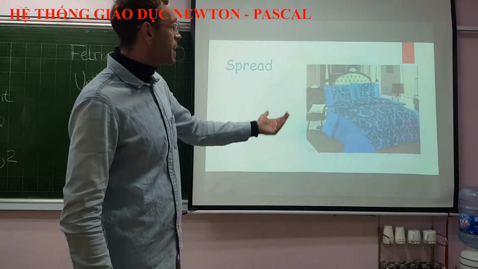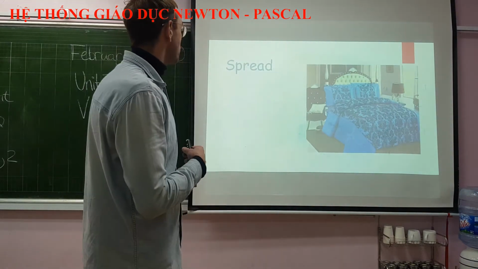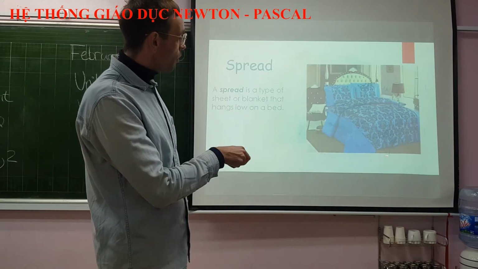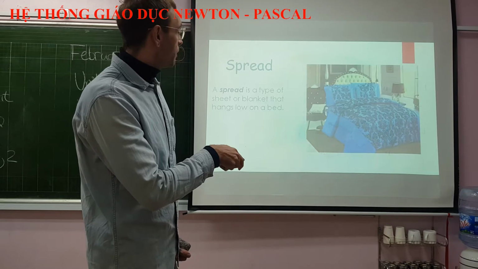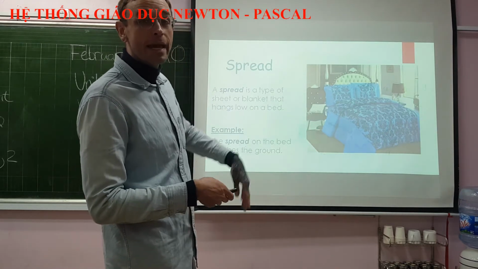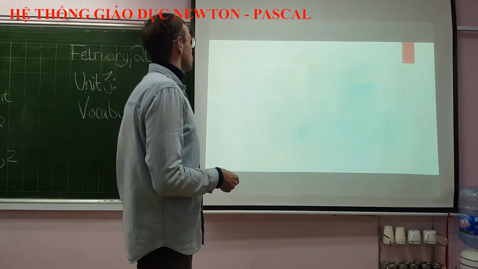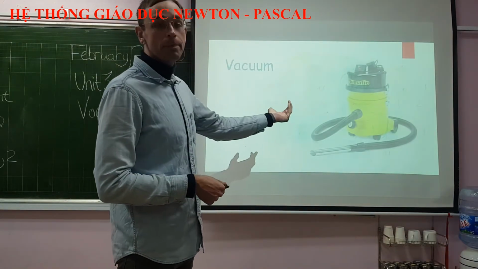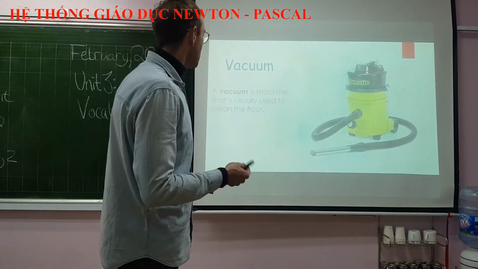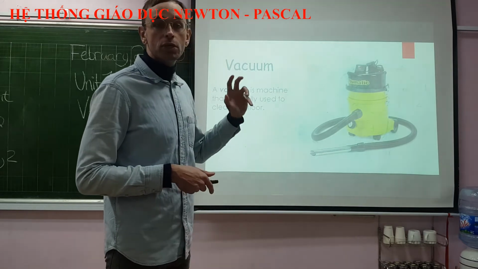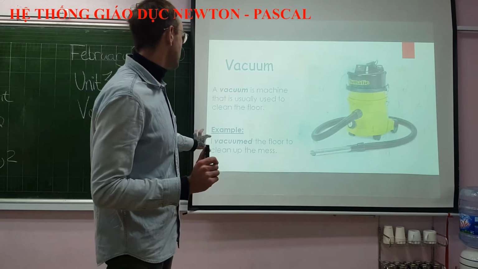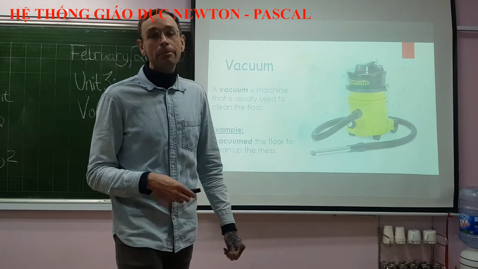All right, on this bed is a blue spread. A spread is a type of sheet or blanket that hangs low on the bed. You can see this spread right here on the bed touches the ground because it hangs very low. All right, here is an example of a vacuum or a vacuum cleaner. So a vacuum is a machine that is used to clean the floor. And an example of vacuum in a sentence is, I vacuumed the floor to clean up the mess.